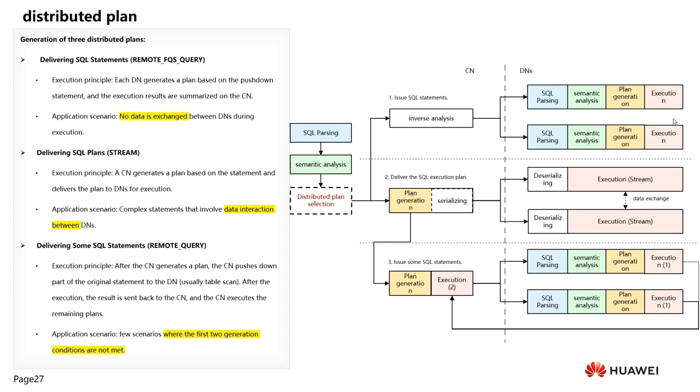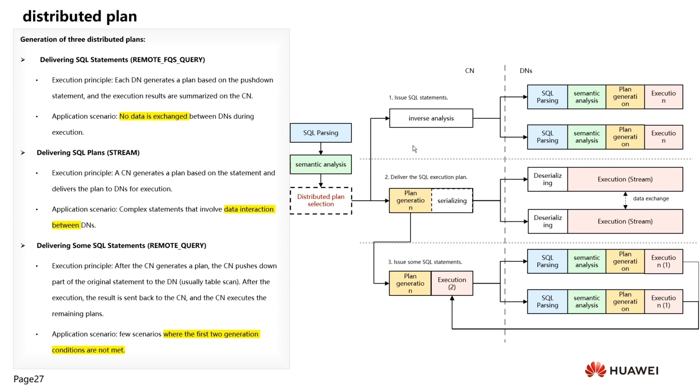In this case, the DN does all the heavy lifting, whereas the CN is just responsible for dispatching the SQL to the DN and collecting the final result. This plan maximizes the advantage of parallelism between the DNs, and hence we say it's the most efficient one.